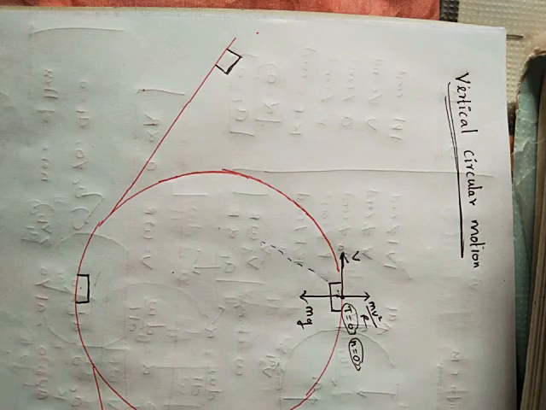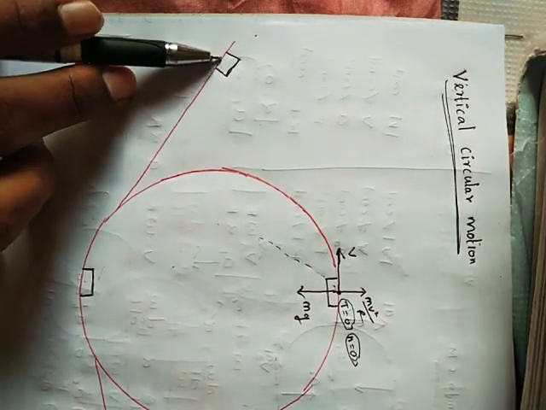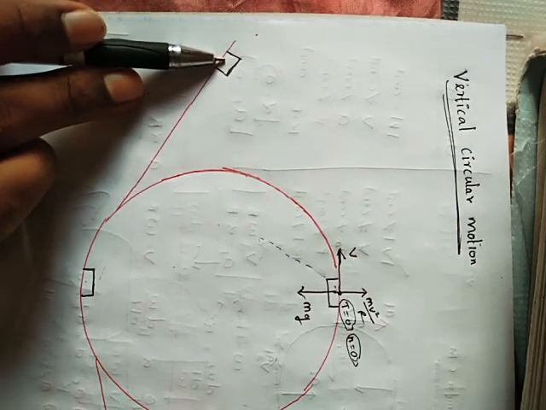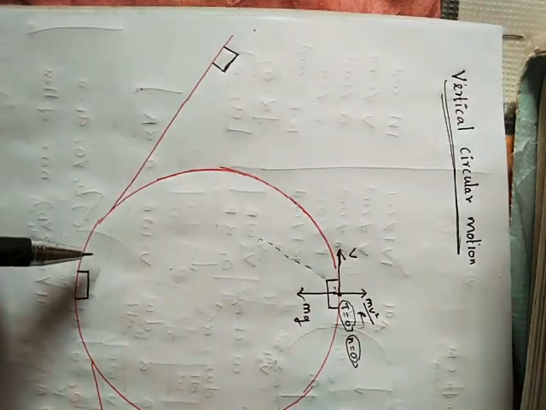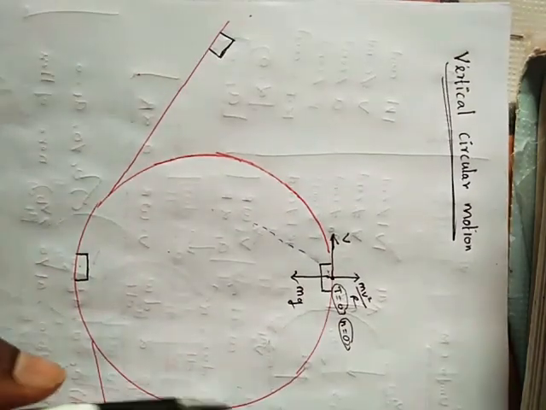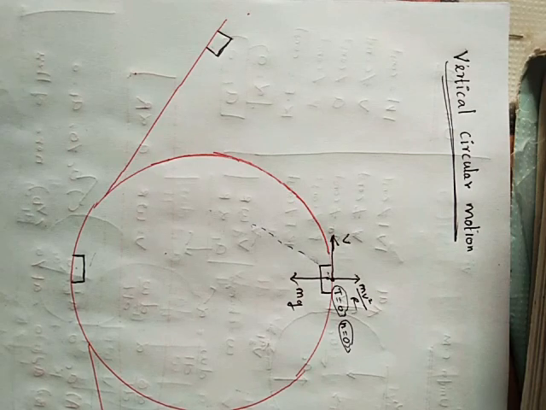It's a very simple topic. You only need to learn the minimum speed in different cases when it is rotating or in circular motion. Let's see. The object can be a ball or any object. It moves in this motion, completing the circle and moving on. This is a vertical circular motion.